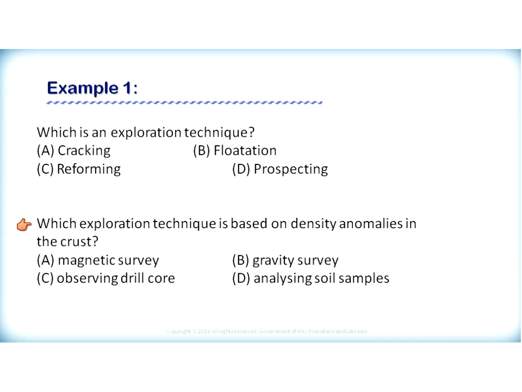Second question reads, which exploration technique is based on density anomalies in the crust? Density anomalies are found by performing gravity surveys. So the answer to this question will be B. A gravity survey would produce density anomalies within the crust.